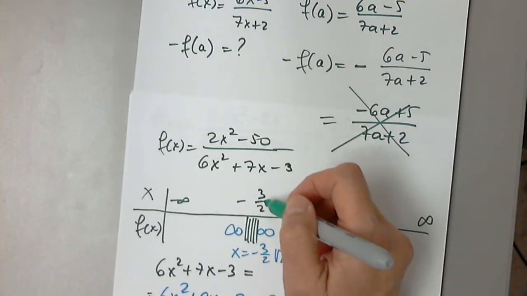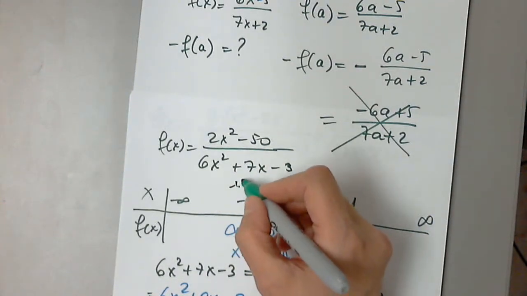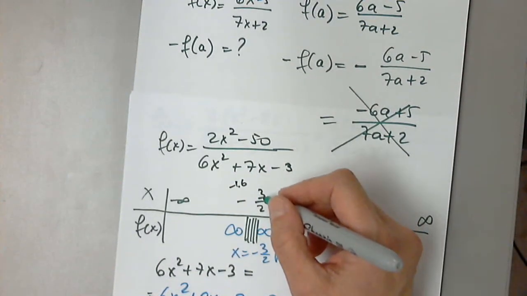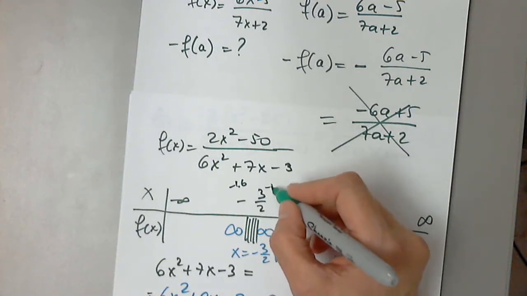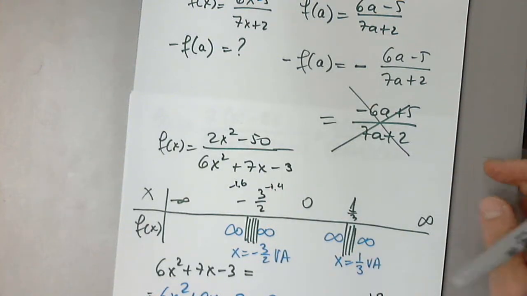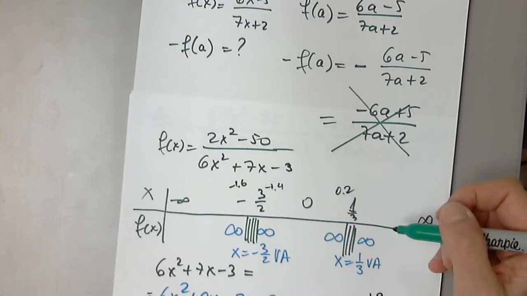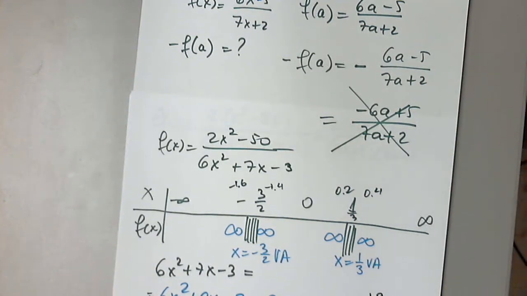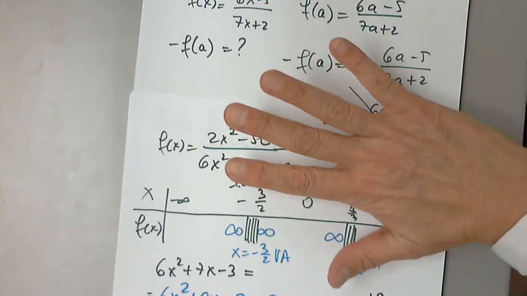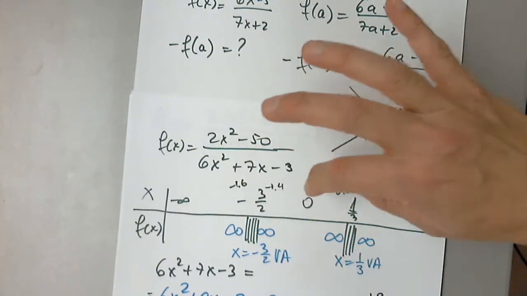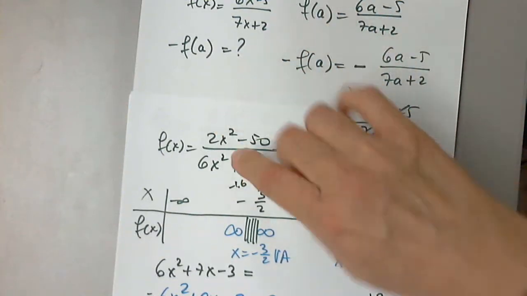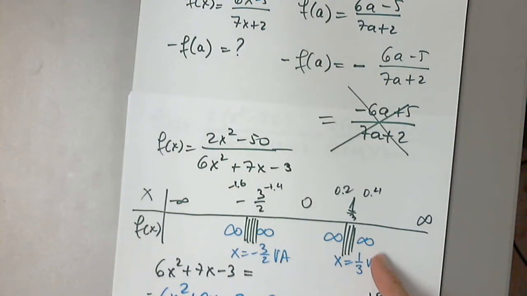So this is negative 1.5, I'm going to use negative 1.6. And this is negative 1.5, I'm going to use negative 1.4. This is 1/3, which is 0.3, I'm going to use 0.2. And I'm going to use 0.4. As you see, I put these up there. I'm not going to plot any of this. I'm just going to use these numbers to get the sign of these infinities, nothing else.